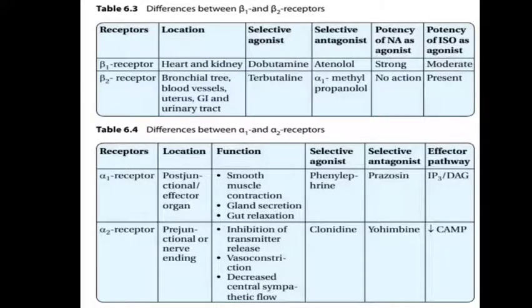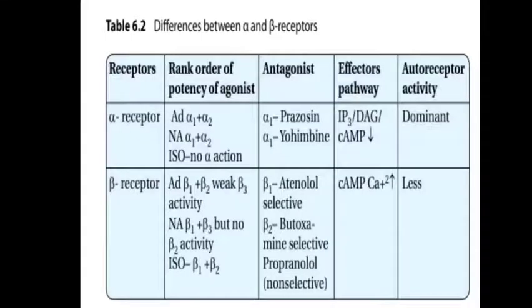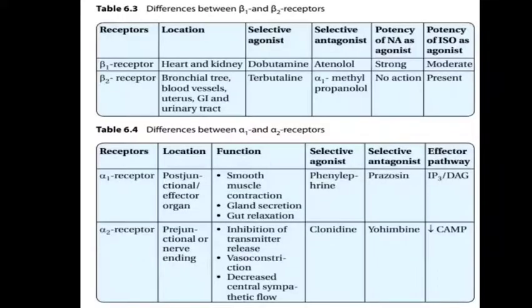But in the previous slide, what did we learn? Propranolol is the non-selective beta receptor antagonist, but alpha-methyl propranolol is the beta 2 selective antagonist. So pick up this minute difference.